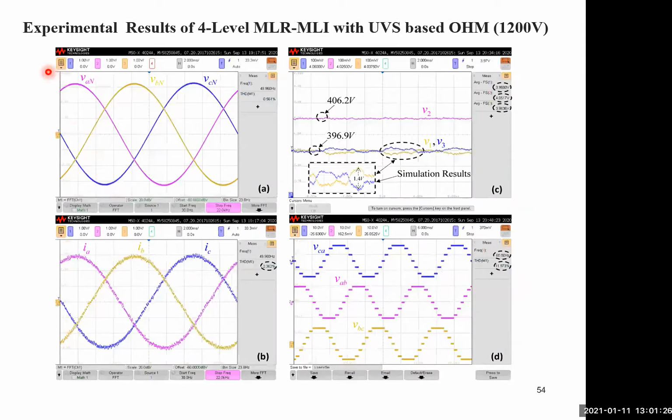And finally, one last experimental result, 4-level MLR, MLI with UVS and OHM, 1200 volts, phase voltages, corresponding currents and voltages. As you can see, basically the power factor is 1, ohmic. These are the 3 partial voltages and measured THDs, and the input, by the way, is 50 hertz and the output is 60 hertz. So it also does a frequency conversion, and these are the line voltages of the 4-level MLR. The line voltage will have a total of 7 voltage steps.